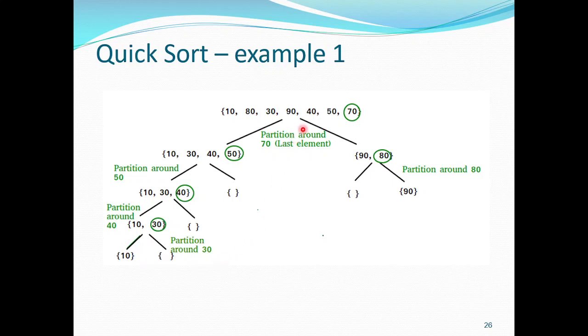Now we move to the right side, 80 and 90. We take 80 as the pivot, and then we compare 80 and 90. 90 is bigger than 80, so 90 will become the last element of the sorted list. And then what we're going to say is that from this 10, 80, 30 until 70, the sort process will become 10, 30, 40, 50, 70, 80, 90. And that will be the example for sort.